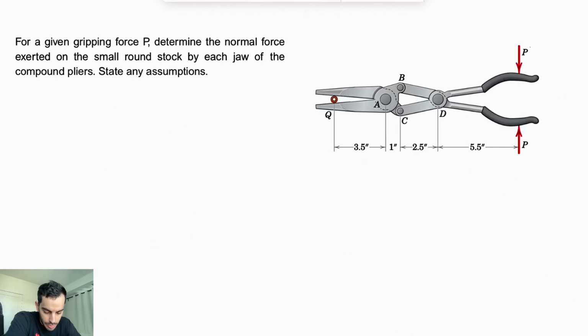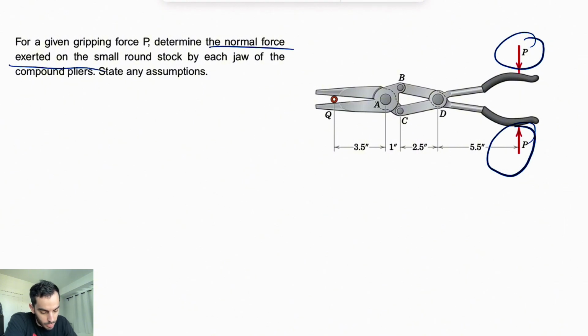Welcome back, guys. Let's see how we can solve another question from chapter 4 of the engineering mechanics by Meriam. For this gripping force P that is applied on the handles of this tool, we need to determine the normal force exerted on the small round stock by each jaw of the compound pliers. And at the end, the question is asking us to state any assumptions that we are taking.